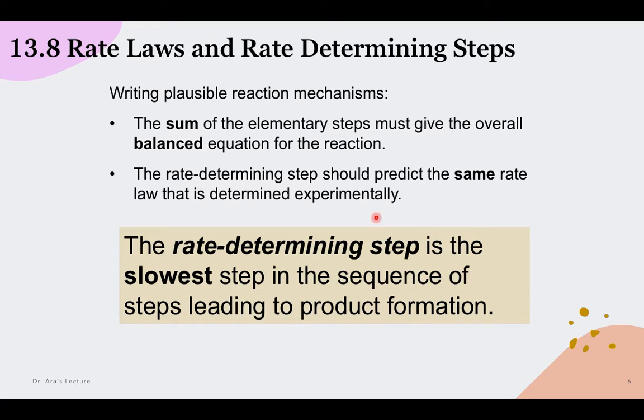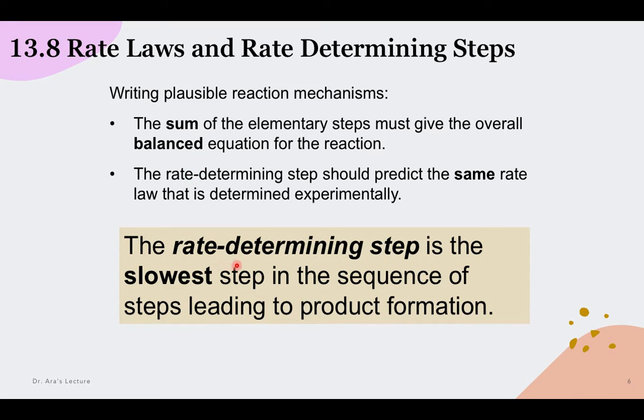experimentally. So before going to learn how we can write the rate law and how we can find the rate determining step, we need to make sure that by the rate determining step we can predict the rate law, but still we cannot prove this as final. We have to prove the suggested rate law by doing the experiment.